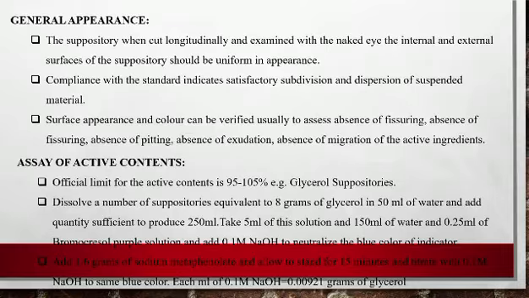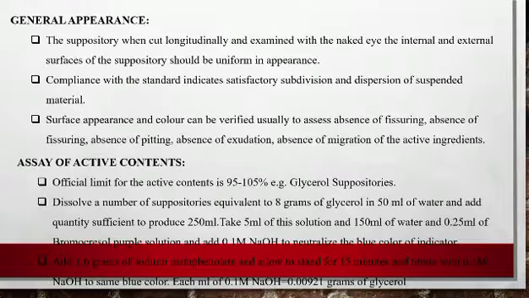We can easily find out if there is non-uniform mixing and distribution of the base and the active ingredients, so that the active ingredients migrate inside the suppositories. So in the general appearance, with the naked eye, we should examine the fissuring, pitting, exudation, and migration of the active ingredients. This is the general appearance quality check of suppositories.